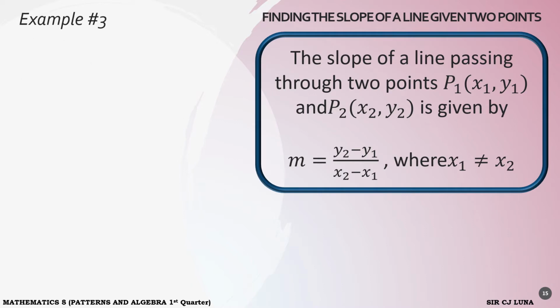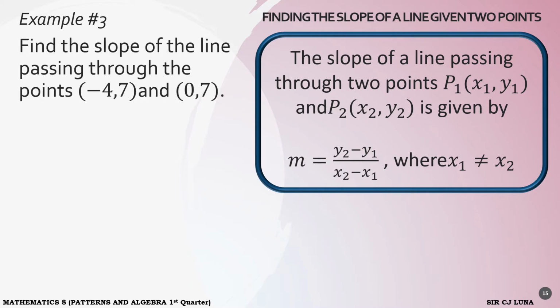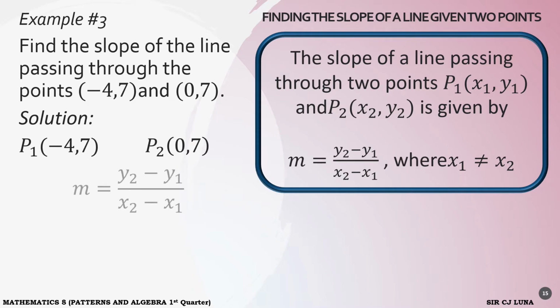Example number 3. Find the slope of the line passing through the points negative 4, 7, and 0, 7. So again, we will just substitute the values of our x and y to the formula, and we will get this. 7 minus 7, because your y sub 2 is 7, and then your y sub 1 is 7. And then x sub 2 is 0, minus x sub 1, negative 4.